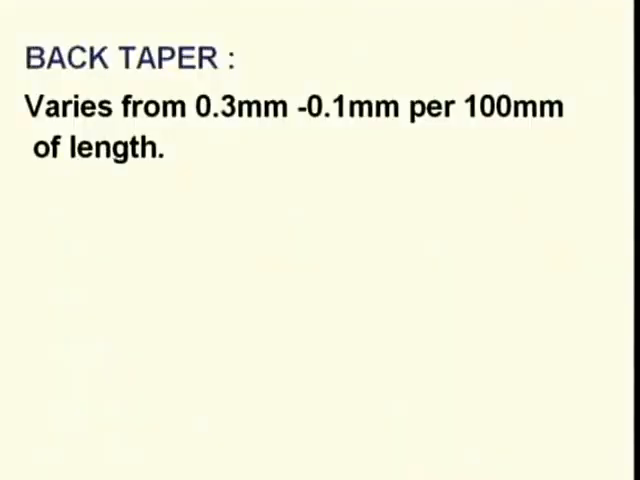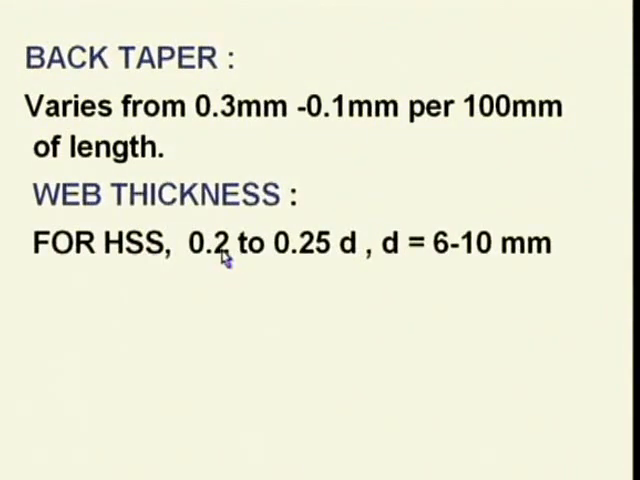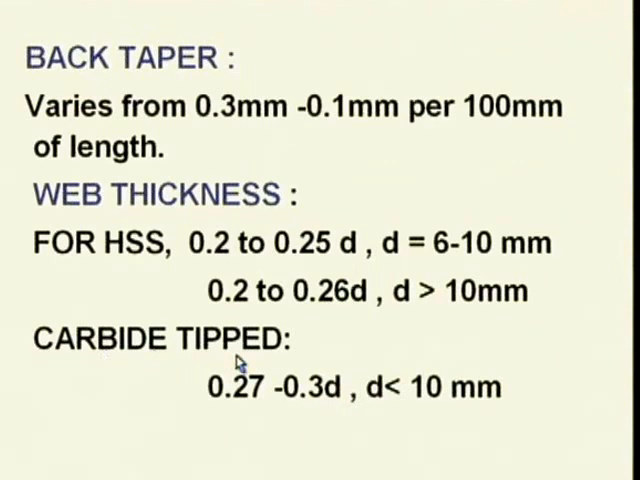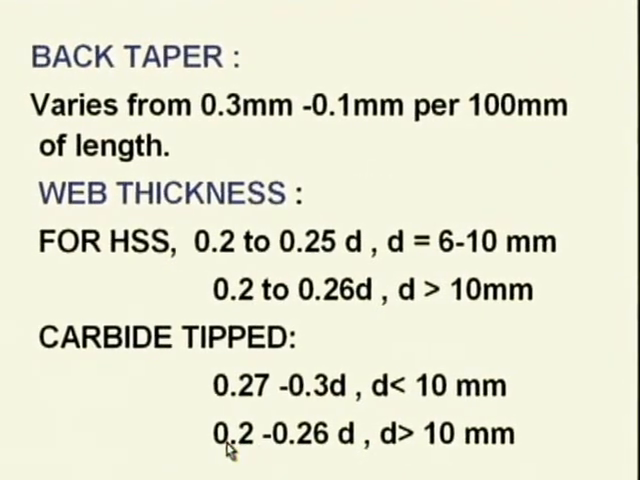And back taper generally varies from 0.1 to 0.3 mm per 100 mm length, and web thickness for high speed steels is 0.2 to 0.25 D for diameters from 6 to 10 mm, and for diameters more than 10 mm it is 0.2 to 0.26 D. And if it is a carbide tipped drill bit, the web thickness is 0.27 to 0.3 D when the diameter is less than 10 mm, and when it is more than 10 mm the web thickness is taken as 0.2 to 0.26 D.